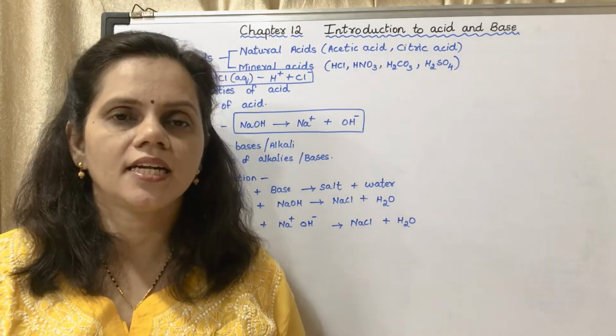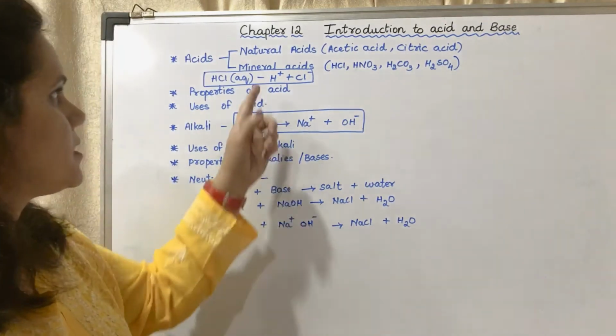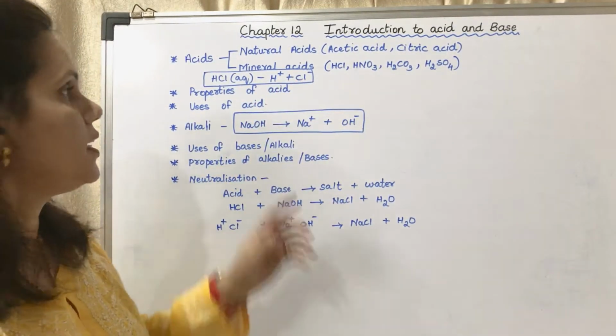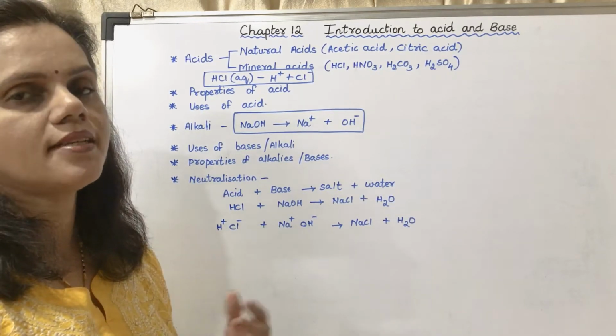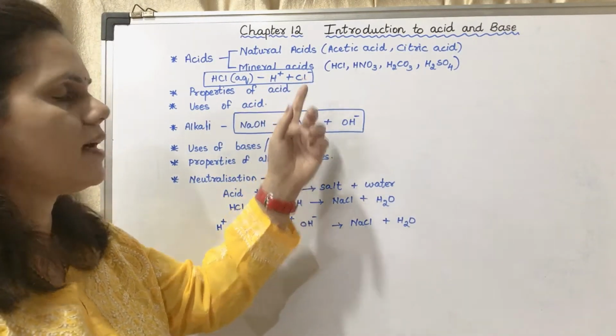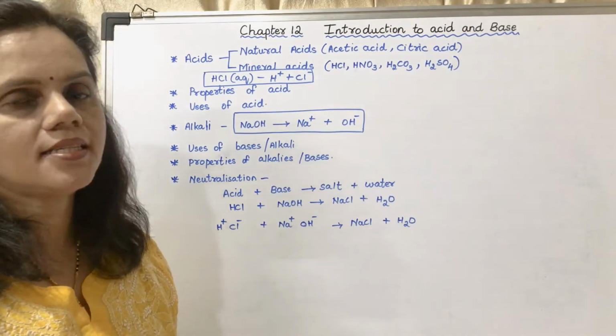So HCl dissociates into H plus and Cl minus. You may see HCl is hydrochloric acid. It dissociates, that means it separates into H positive ions and Cl minus ions.